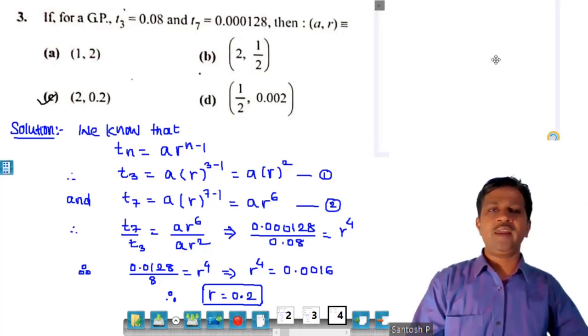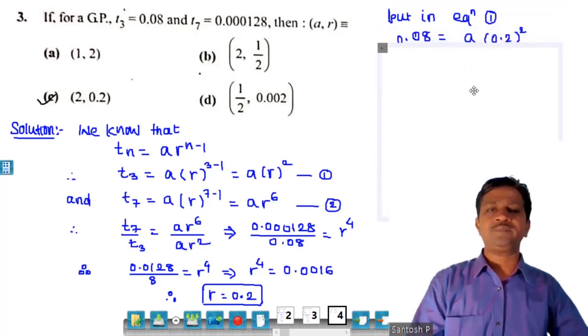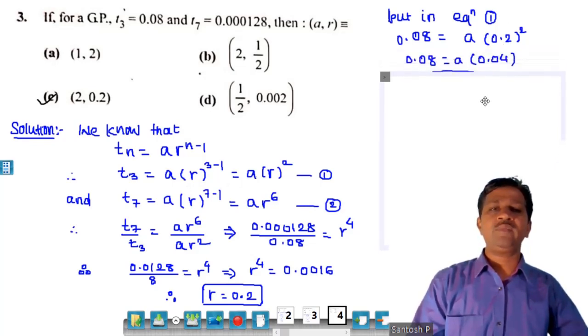You may go for A. I will explain how to find A. Put in equation 1. So T3 is known to you. It is given, T3 is 0.08. On the right side, A as it is, and R we have calculated as 0.2. So solving, 0.2 squared is nothing but 0.04, and then dividing by 0.04, you will get A equals 2. So C is the answer.